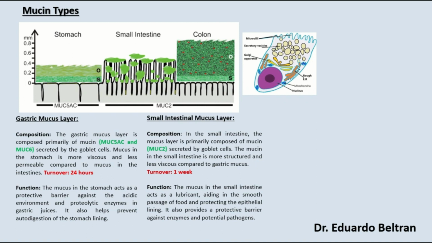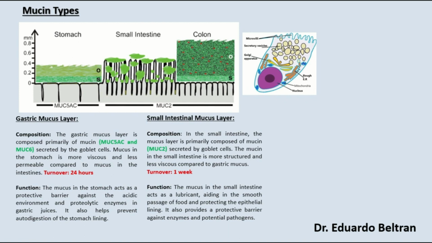Okay, in comparison to the gastric mucus layer, which is basically 24 hours, you can see that they have a different metabolic rate, right? Now the function, as we know, is that there's an inner layer and an outer layer. This mucus layer separates the microbiome from interacting with the immune system, right?